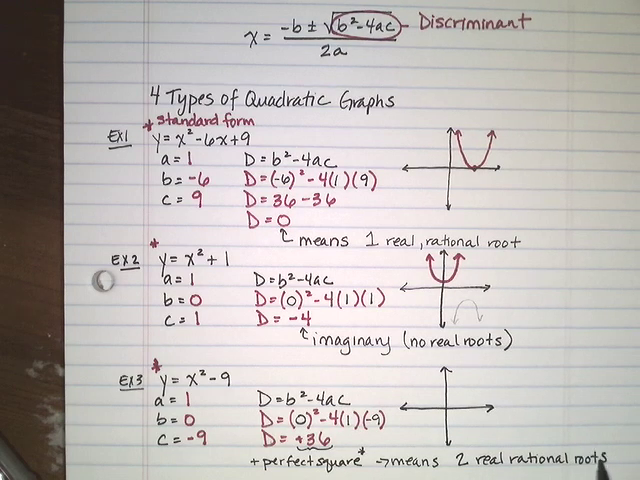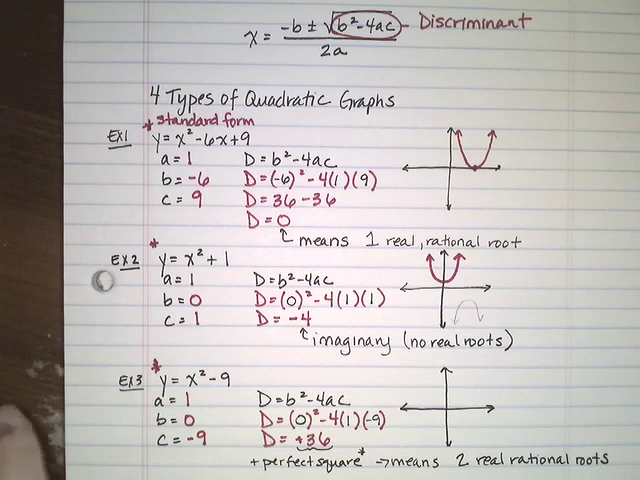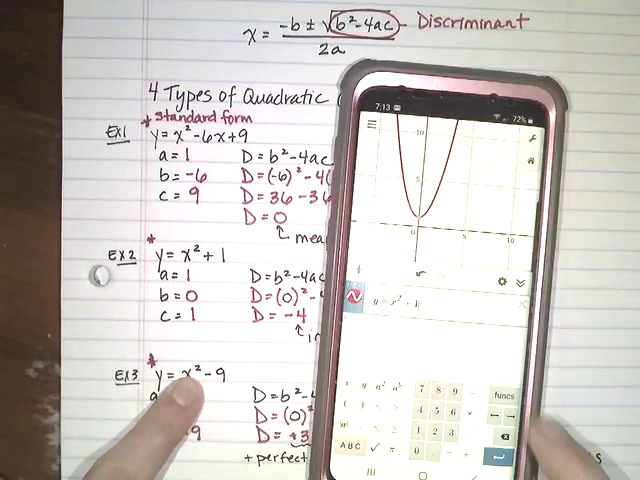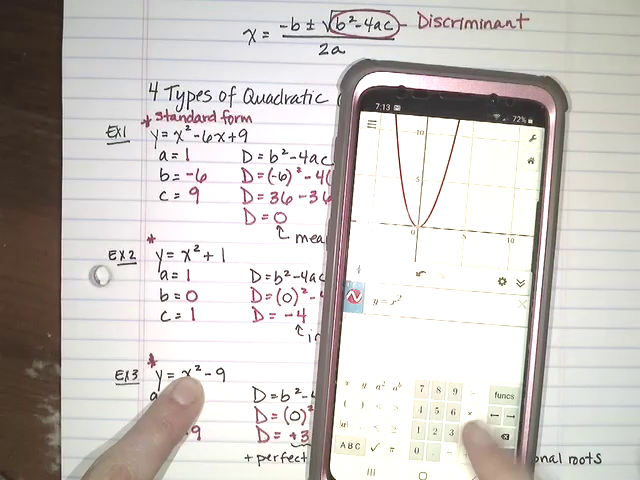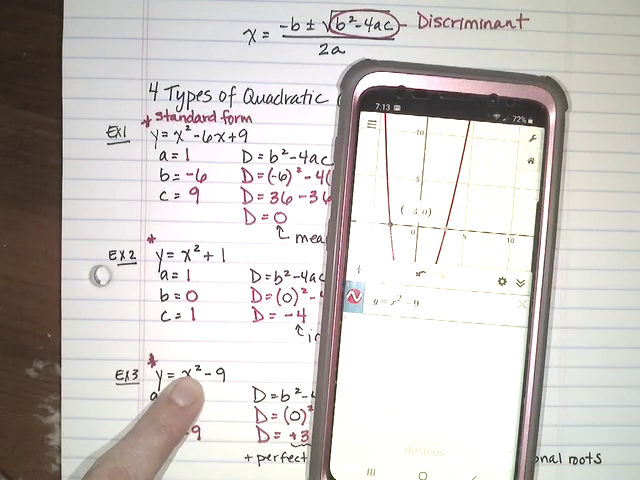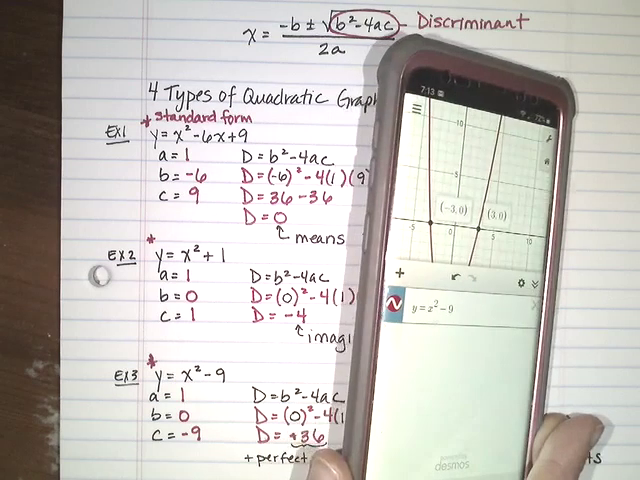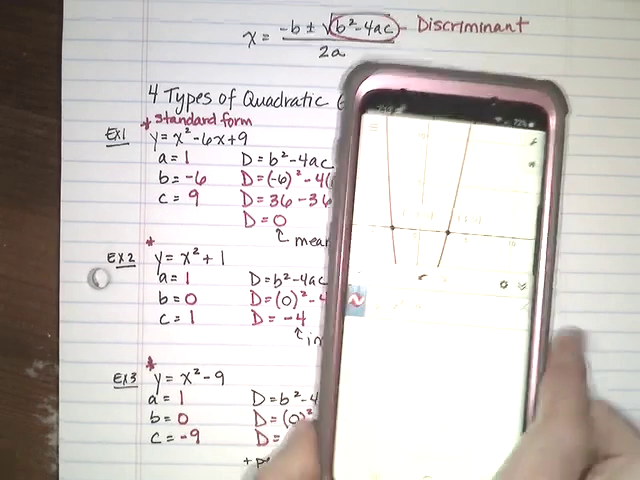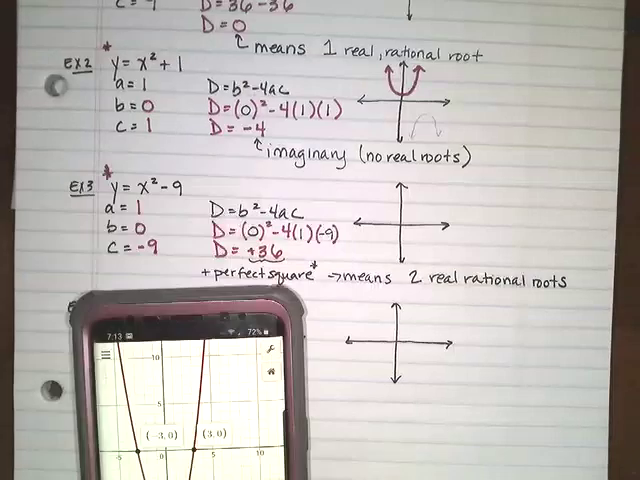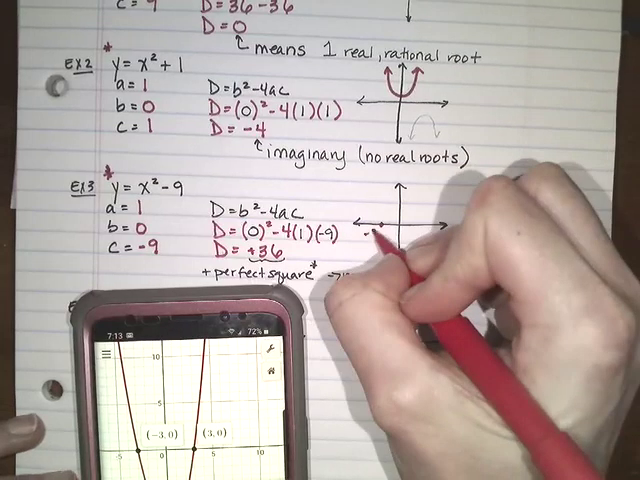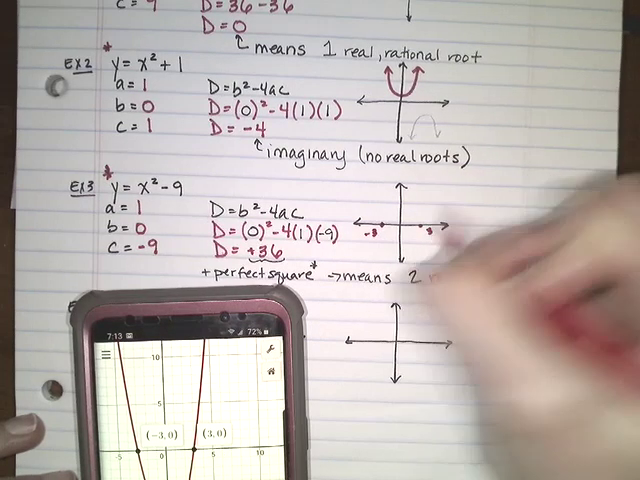roots. And we can verify this in our Desmos app here, where we've got minus 9, and I have 2 real, rational roots, negative 3 and positive 3, right? So, we can sketch that out, make sure that we have a nice, so that's negative 3, positive 3.